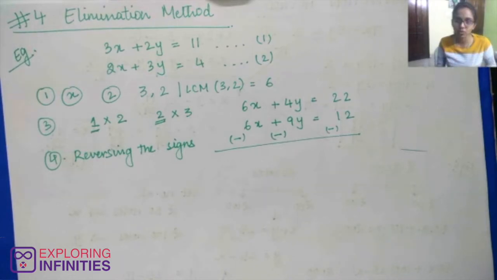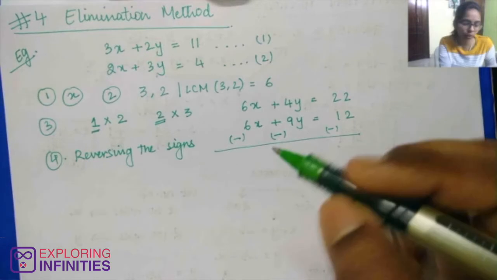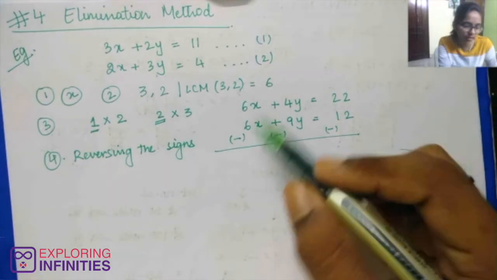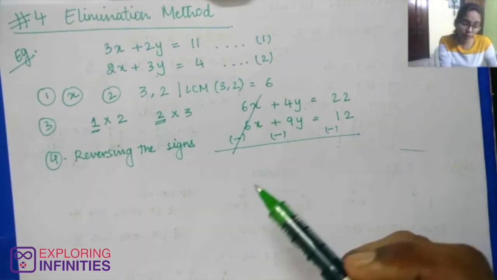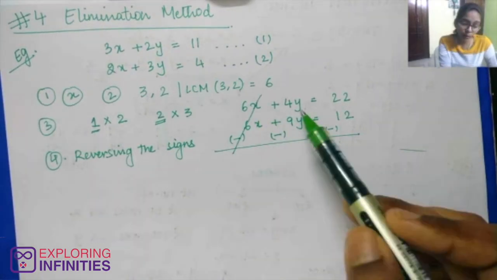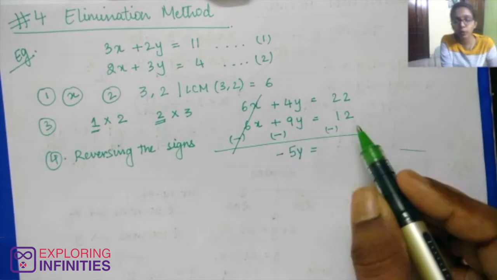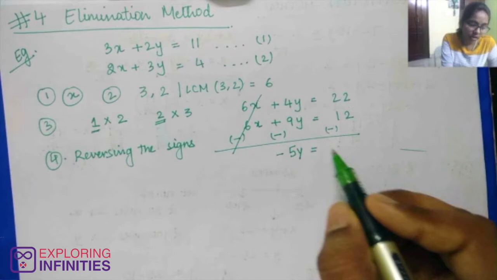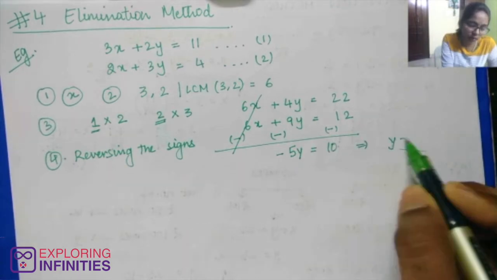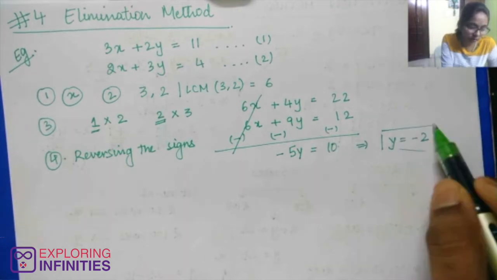Okay. So now what you simply do is, you just do whatever you know how to, cancel. 6x minus 6x cancels out. So 4y minus 9y, you get minus 5y. Then you have 22 minus 12, you have 10. So which gives you y is equal to minus 2. So now you have the value for y from here.